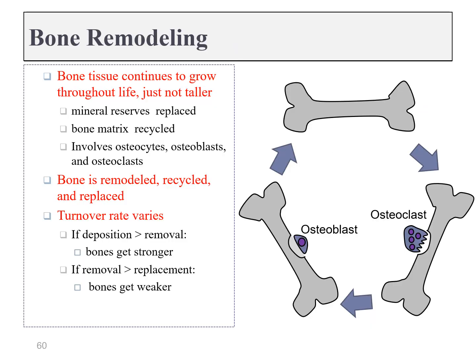Next up, we need to cover the topic of bone remodeling. As bones go throughout life, they change. This is definitely a living tissue. Bone tissue is removed and then replaced. There is a turnover rate between these two. If deposition is higher than removal, bones will grow stronger. On the other hand, if the removal is faster, then bones will grow weaker, and this can lead to a condition called osteoporosis.